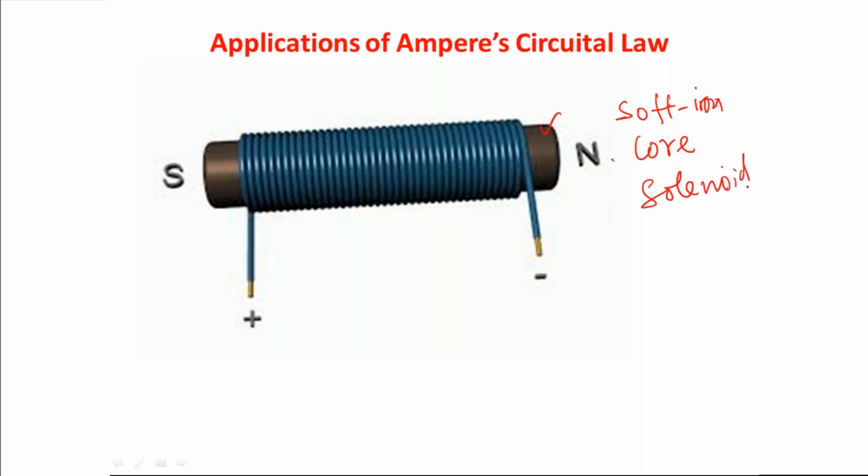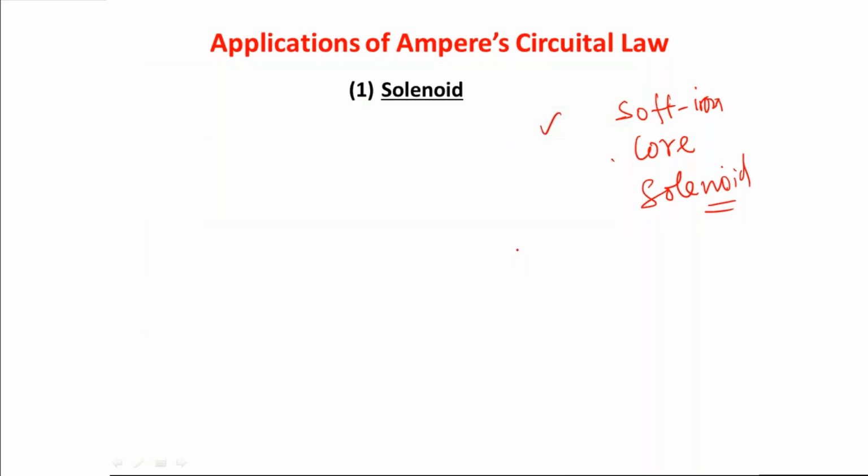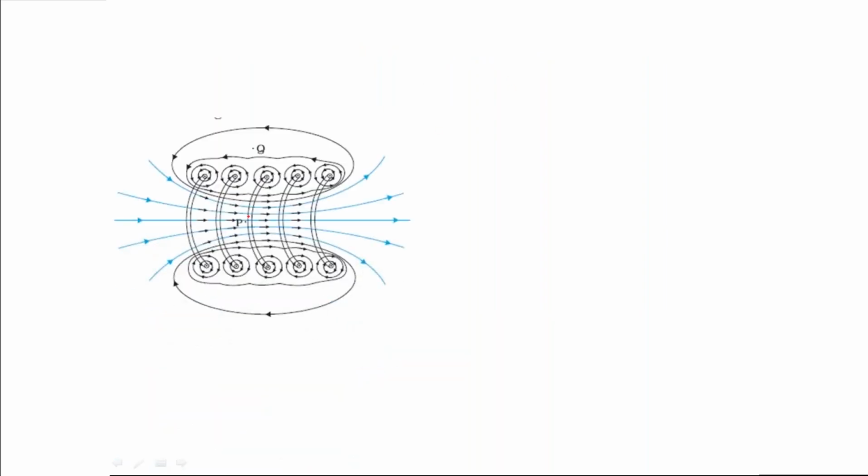I hope you have got some idea about solenoids. Now we'll calculate the magnetic field for solenoids by applying Ampere's circuital law. Before that, suppose this is the cross section: if I have a cylindrical solenoid, cut it open and take one part. This is the cross-sectional view of the solenoid, and you can see the windings of the wire.